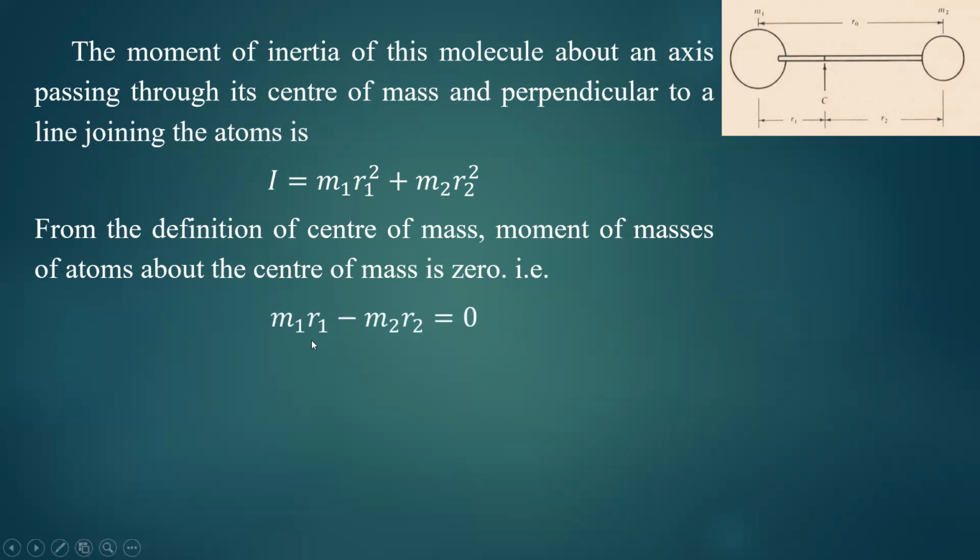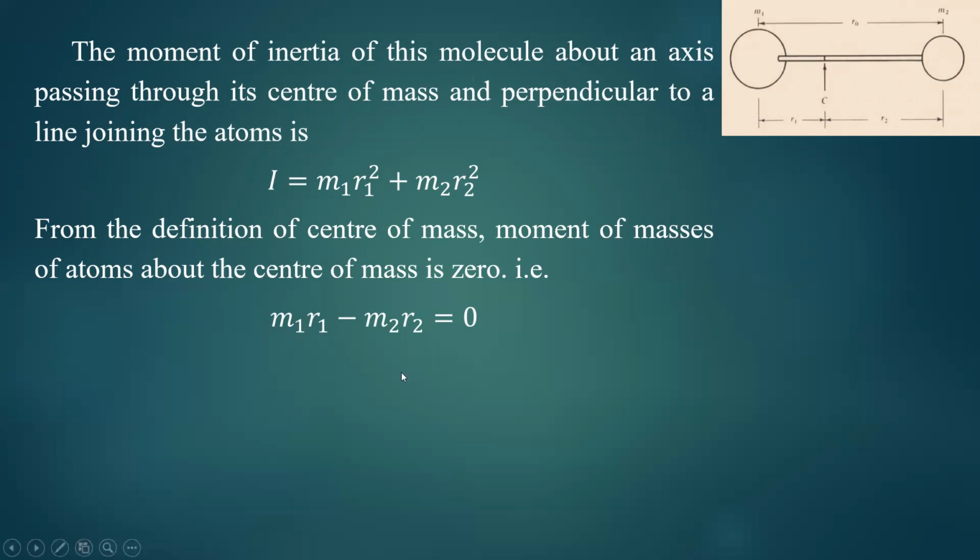Moment of mass is mass into distance from the center of mass. So m1 r1 minus m2 r2 should be equal to 0. The negative sign is taken because m2 is situated on the opposite side. If you take this as the positive axis, then the opposite side should be the negative axis. So if r1 is taken to be positive, it is on the left side, then r2 should be taken negative, as it is on the right side.